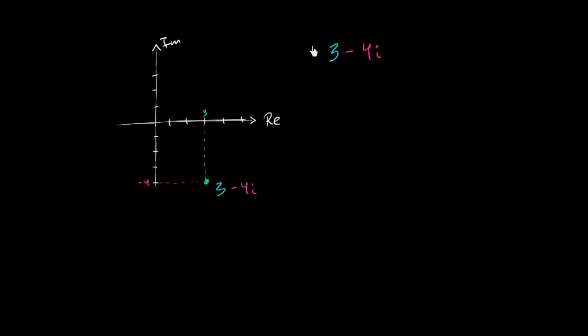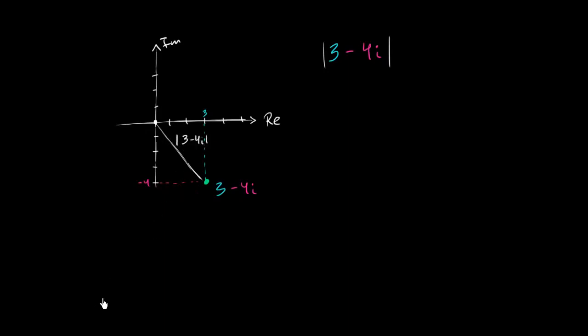Now what I want to think about is what the absolute value of 3 minus 4i is. And just as a reminder, absolute value literally means, whether we're talking about a complex number or a real number, distance away from 0. So the absolute value of 3 minus 4i is going to be the distance between 0, the origin on the complex plane, and the point 3 minus 4i. So this distance right over here is going to be the absolute value of 3 minus 4i.